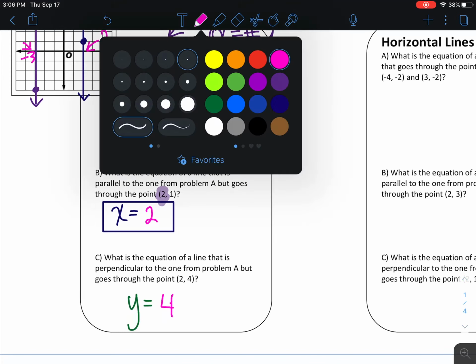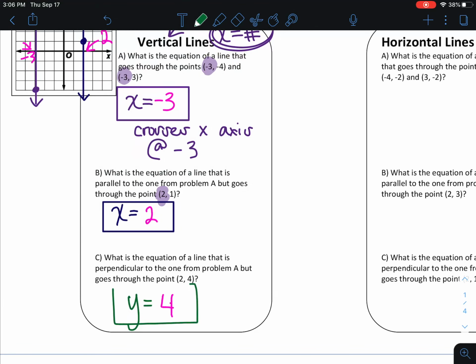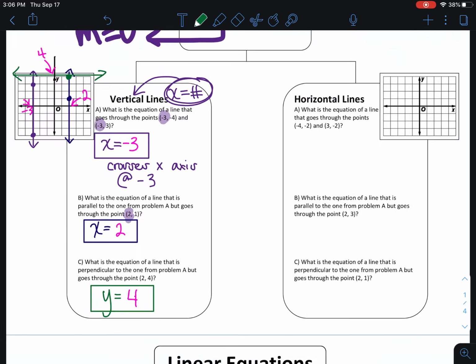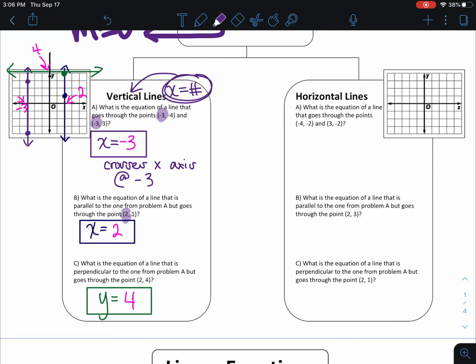Okay, and that is that. So again, you're looking for where it crosses an axis. And this is only true for vertical and horizontal lines. And last thing I want you to note is that the y value was 4 and it was y equals 4. See what's happening there?